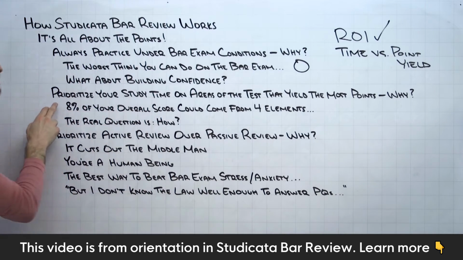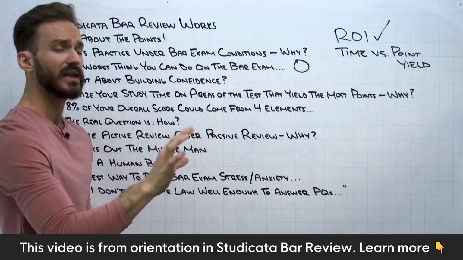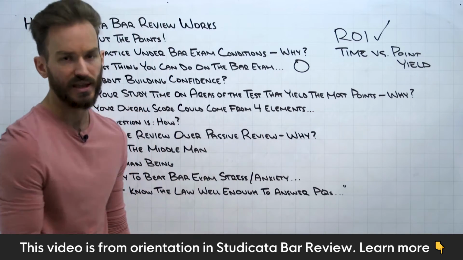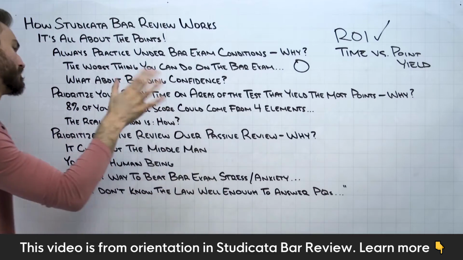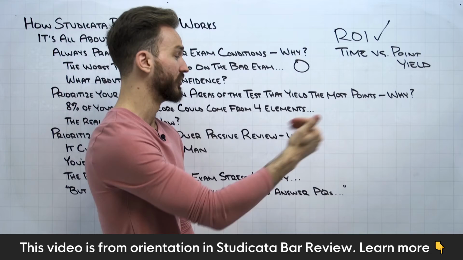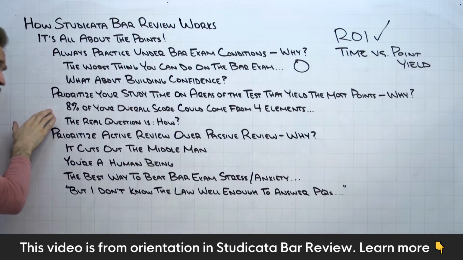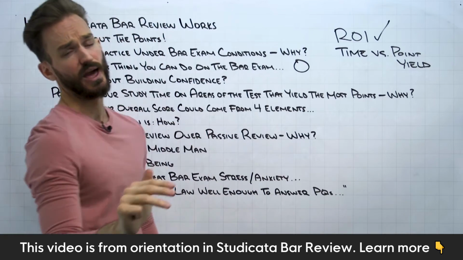So if negligence was worth the majority of points on your essay, if negligence was the main topic on your MEE essay, which most of the time it is on a torts essay, then you're going to get probably around another 3 to 5% of your overall score added on top of the MBE. So that's how you get to 8% of your overall score coming from 4 elements: duty, breach, causation, and damages.